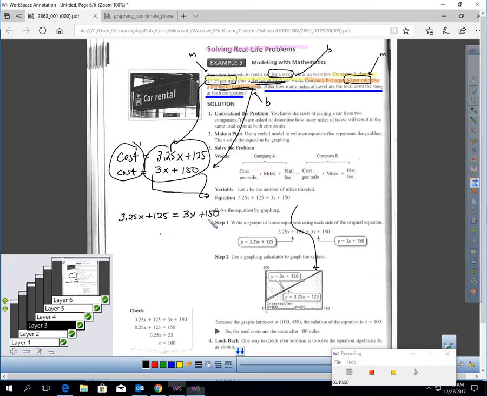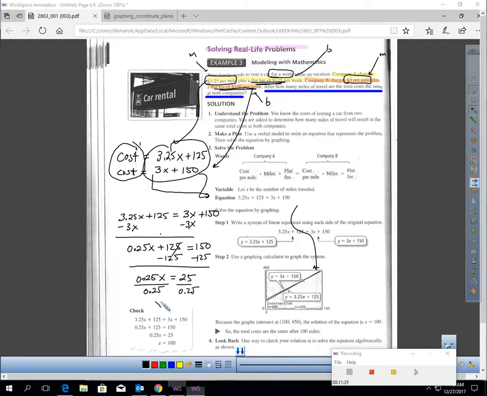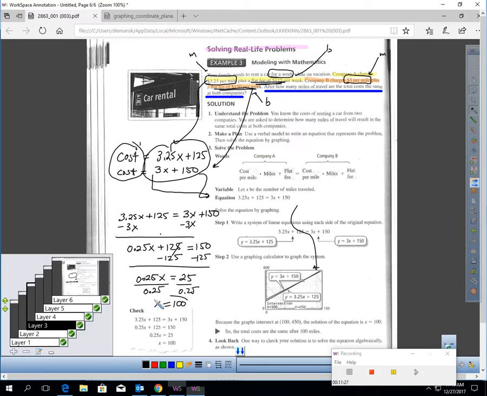Okay, let's simplify. I can't. Let's get all my variables on one side. I wouldn't graph this. I'd just solve it like this. So 0.25x plus 125 equals 150. I can take away 125 from each side. So 0.25x would equal 25. And I got to divide each side by 0.25. And if I'm doing my mental math right, x should be 100. Okay? And as you see, that's what they have here.